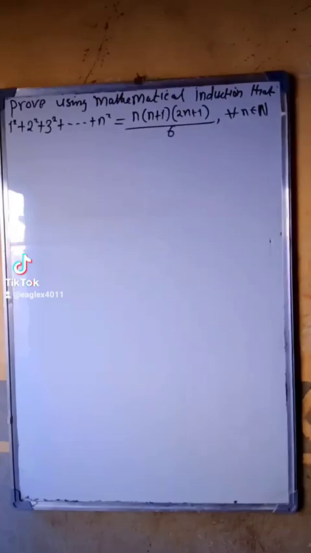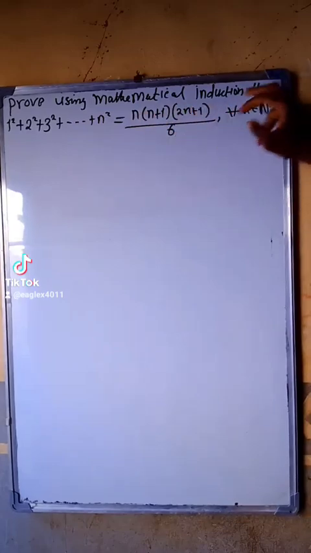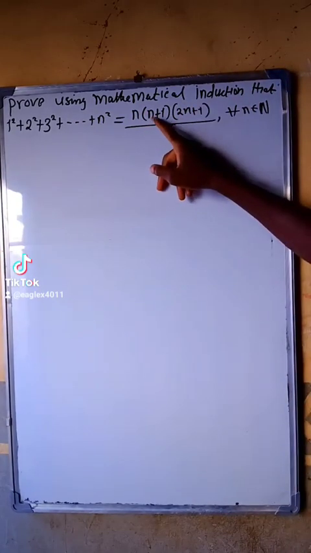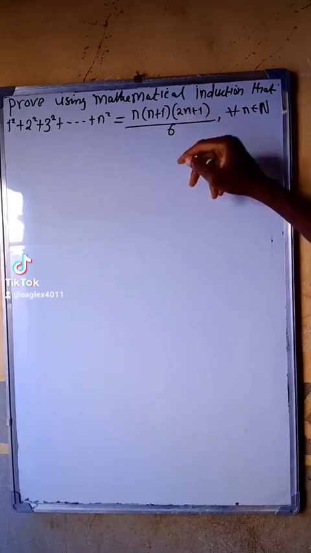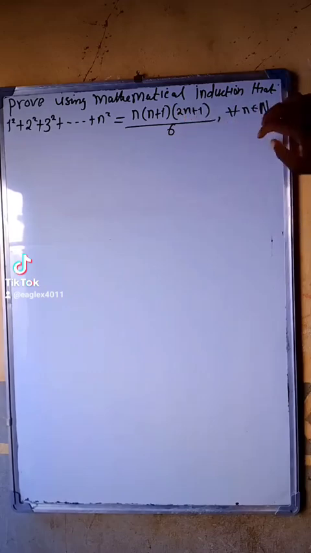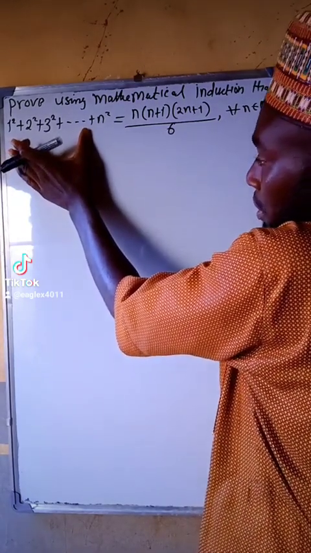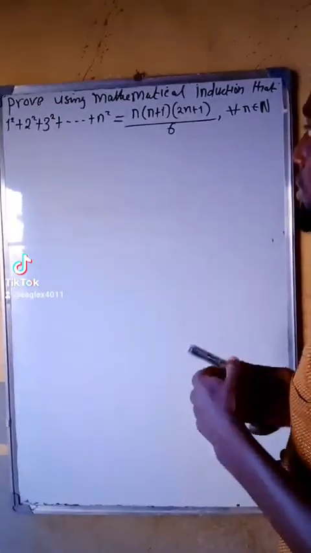Here is the second question. It says: prove using mathematical induction that the sum of these perfect squares, 1 squared plus 2 squared and so on, is the same thing as n into n plus 1 into 2n plus 1 divided by 6, for all n in the natural numbers. We are to prove that the sum of this is the same thing as this using mathematical induction.